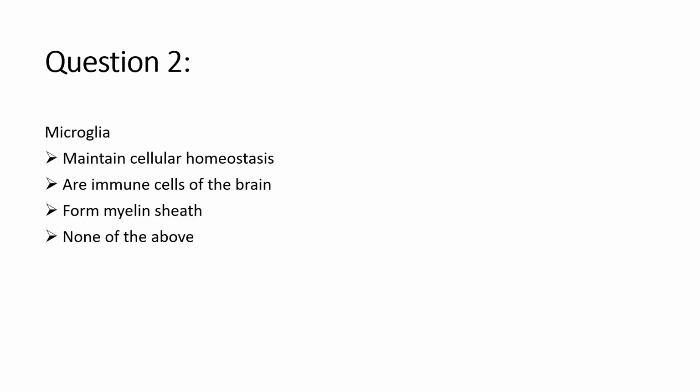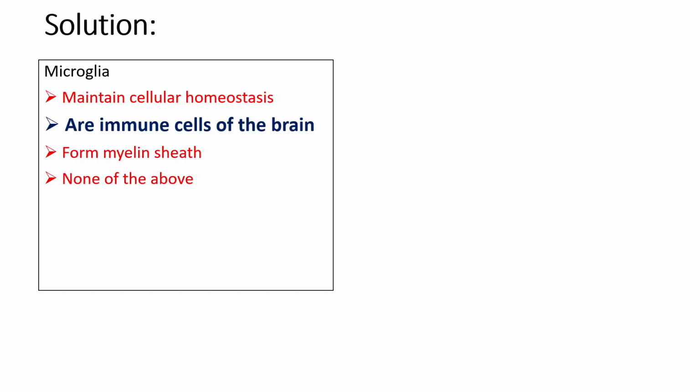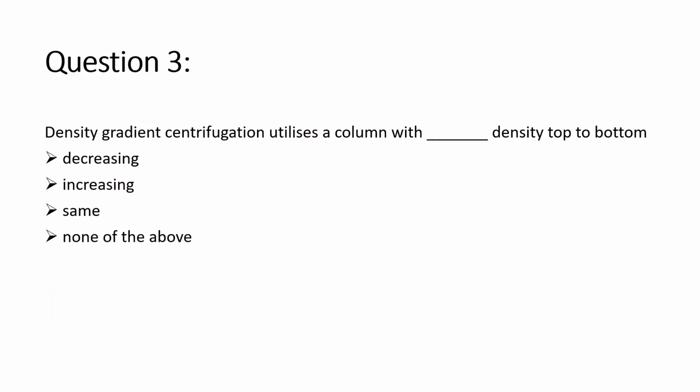Again, all of you are saying that it should be option B. Now we will see. Yes, option B is the right option. Microglia are the immune cells of the brain. We had already discussed the microglial cells in the preceding slides, so I haven't provided you a description of the microglial cells here. Now we will move on to our next question.